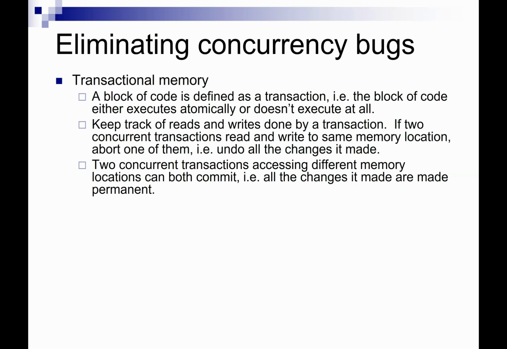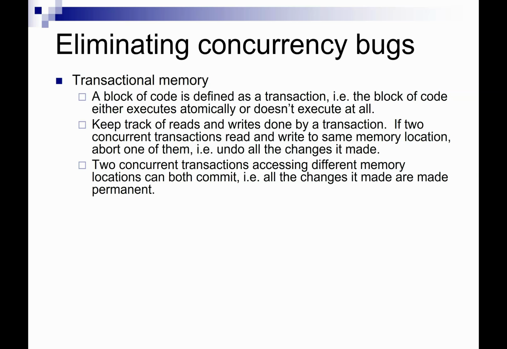Now if you have two concurrent transactions and they access completely different memory locations, then there's no way for them to cause problems for each other. You won't have any concurrency bugs. So in that case, you can actually let both transactions commit. They both can do all their actions.